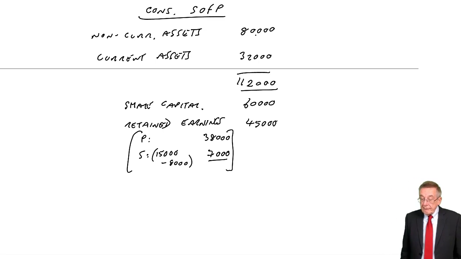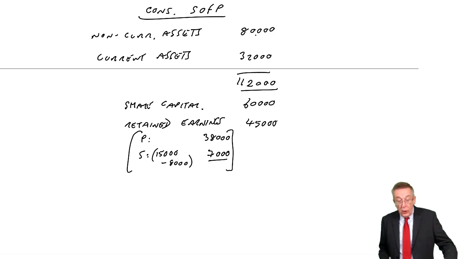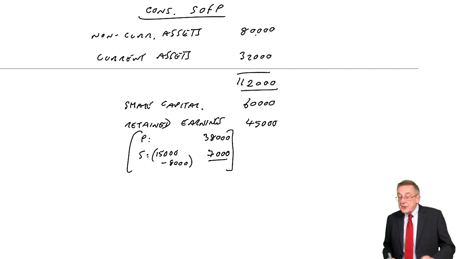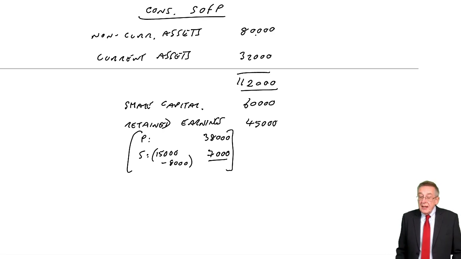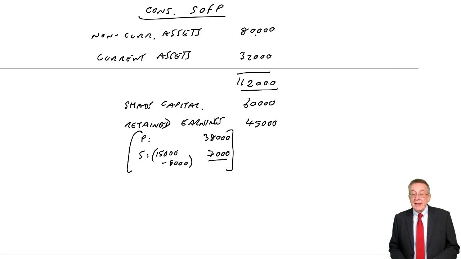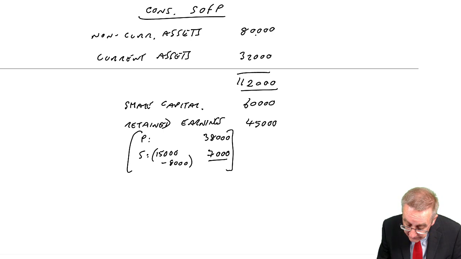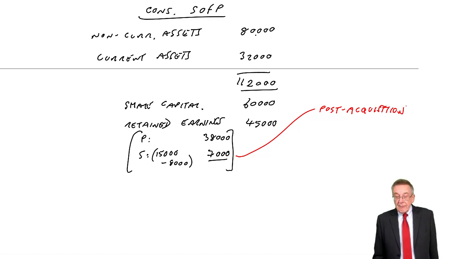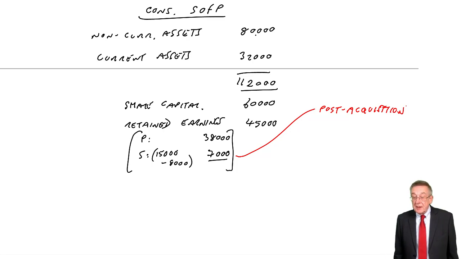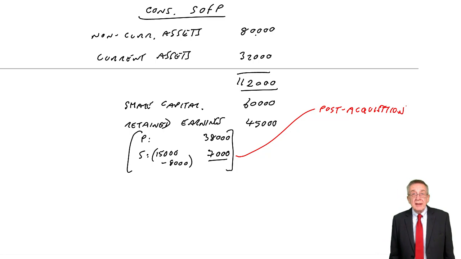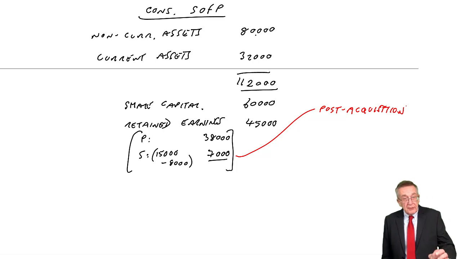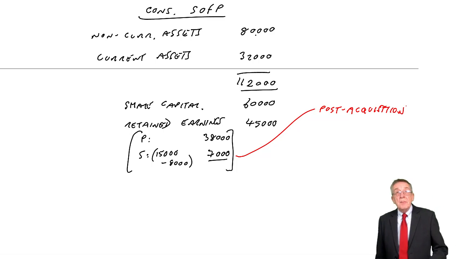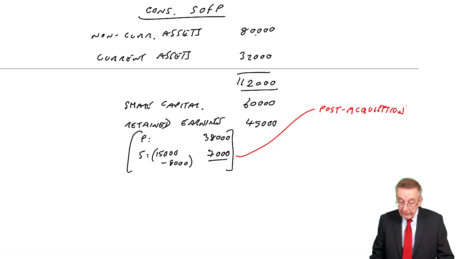So to be clear, the retained earnings always are all of P's. But as far as the subsidiary is concerned, it's the earnings since the date of acquisition. And we call them post-acquisition retained earnings. Now again, we don't show the workings on the statement. We just bring in the 45,000. But it's all of P's plus the post-acquisition earnings of S.